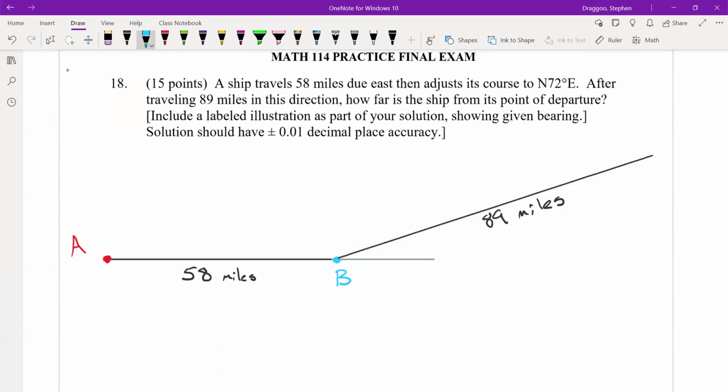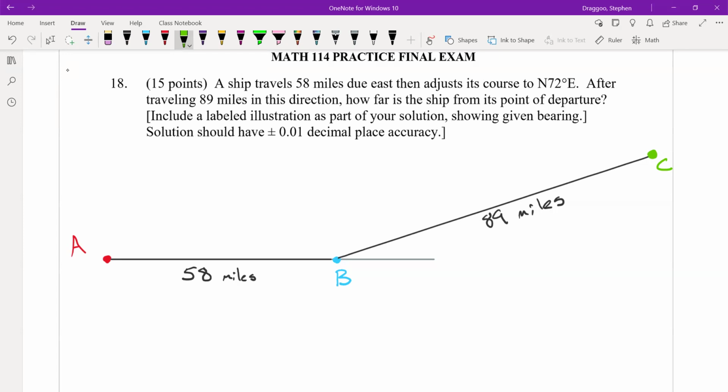All right, so at the end of that line up there, I'll call it point C, because that's where the ship ultimately ends up. And the part that we're after is how far the ship is from its original point of departure. We could just add 58 and 89 together, and we'd get 147 miles. That's how far the ship has traveled. But it's a little bit closer to its initial destination than 147 miles.